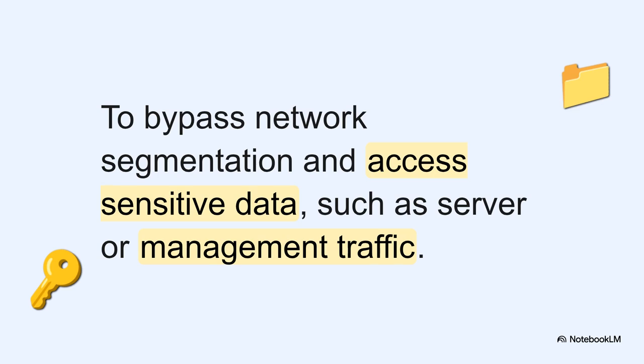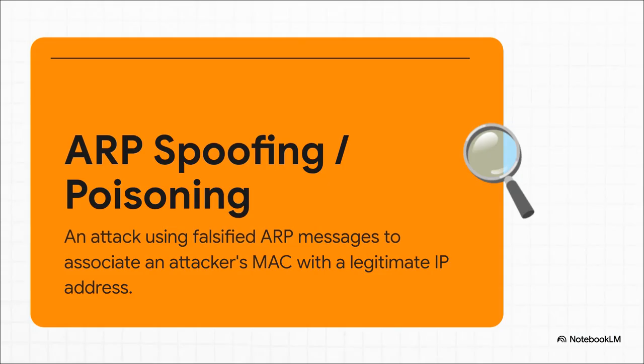Not good. And the last big one we're going to look at is ARP spoofing. See, the ARP protocol is basically the network's honor system. It was designed a long, long time ago and has zero built-in security. This attack exploits that trust completely. It sends out fake messages to trick your devices into thinking the attacker's machine is actually the real network gateway.